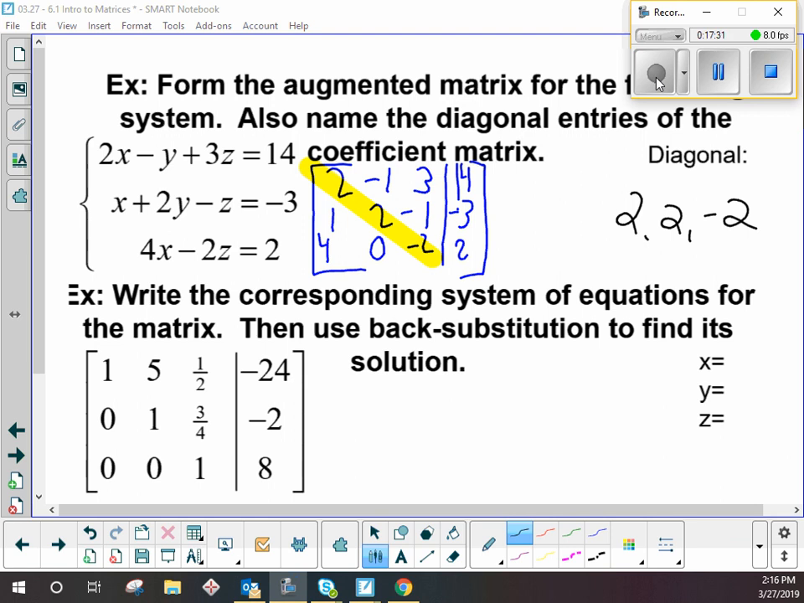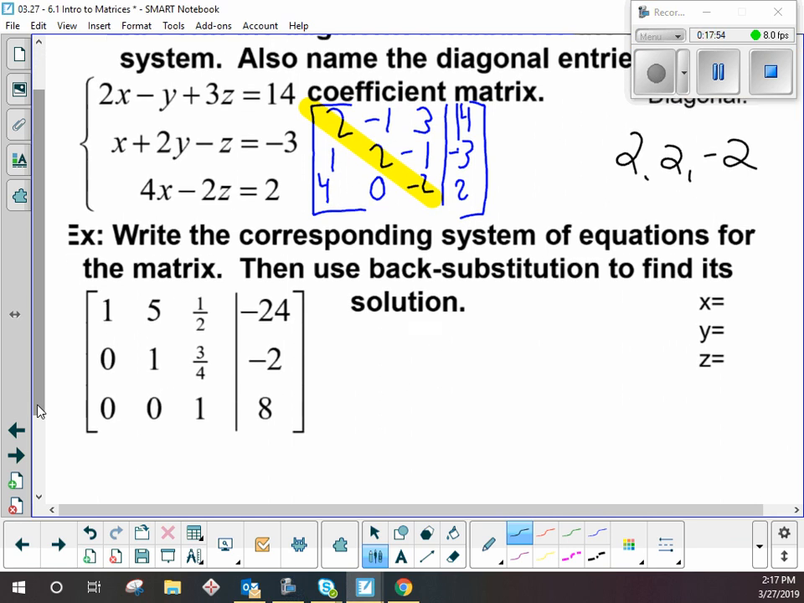All right. What do you think this next example is asking? Write the corresponding system of equations for the matrix. What does that mean? Write the system by doing what? Putting the variables back in, putting the equal sign back in. So for example, is this first one a row or a column right here? Row, right? For this first row, when I'm putting the variables back in, it would look like this. 1x plus 5y plus 1/2 z equals -24.